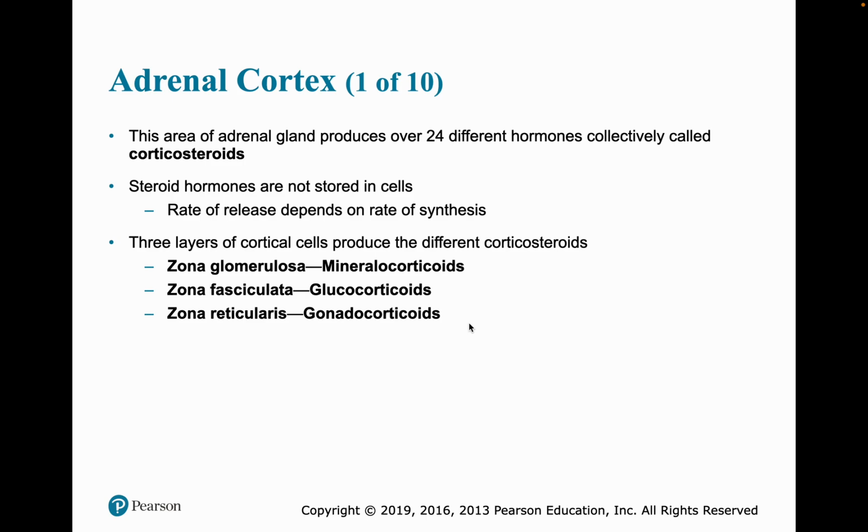Their release rate is going to depend on how quickly they are synthesized. So the 3 layers of the cortex are the zona glomerulosa, fasciculata, and reticularis, and each one of those produces different corticosteroids. The outermost is mineralocorticoids, and they're involved in ion levels in the blood. Glucocorticoids are produced by the middle layer, and they're involved in the regulation of metabolism, glucose use. And then the innermost layer produces the gonadocorticoids, which are similar to gonadal hormones.